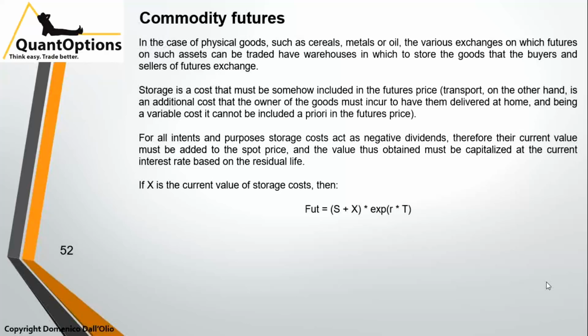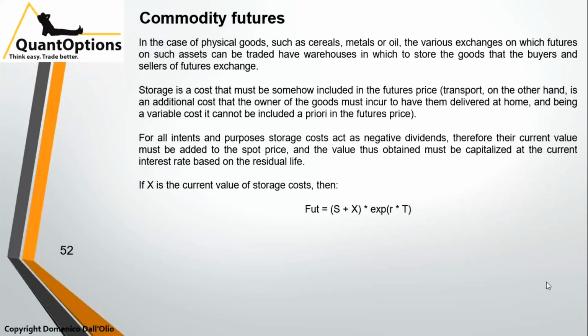In the case of physical goods, such as cereals, metals, or oil, just to say, the various exchanges on which futures on such assets can be traded have warehouses in which to store the goods that the buyers and the sellers of futures exchange. Storage is a cost that must be somehow included in the futures price. Transport, on the other hand, is not included in the futures price and cannot be included because it's a very variable cost. For all intents and purposes, storage costs act as negative dividends. Therefore, their current value must be added to the spot price.